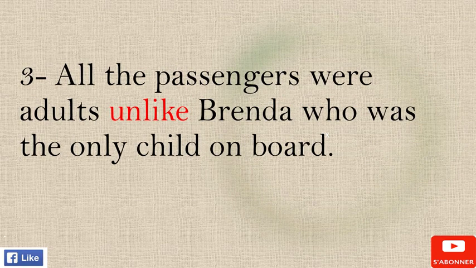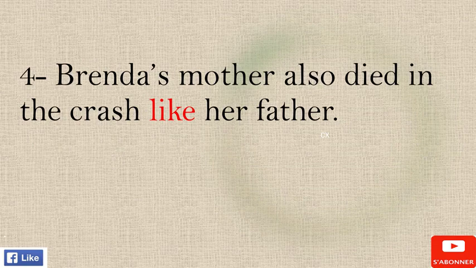3. All the passengers were adults, unlike Brenda, who was the only child on board. هنا there is a difference between Brenda and the other passengers. They are all adults, and she was a young or a child. So the most suitable one is unlike. Brenda's mother also died in the crash, like her father. So both her mother and her father died in the crash. So it is a similarity. This is why we choose like.